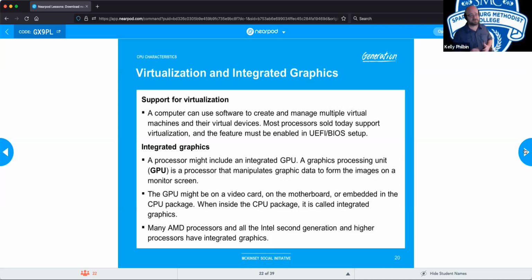Questions so far? Yes, Humberto. If you have the GPU integrated and you want to upgrade your graphics with an extension card, what will happen? Good question.